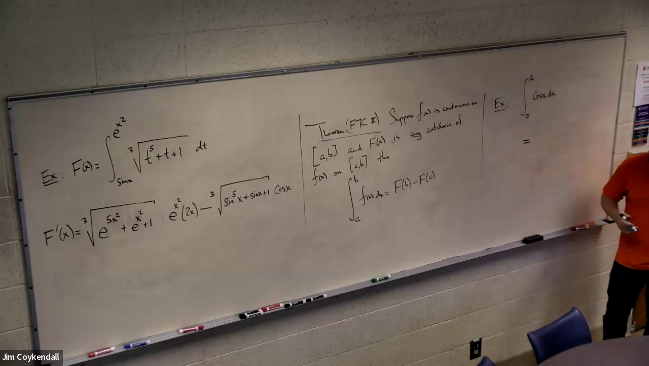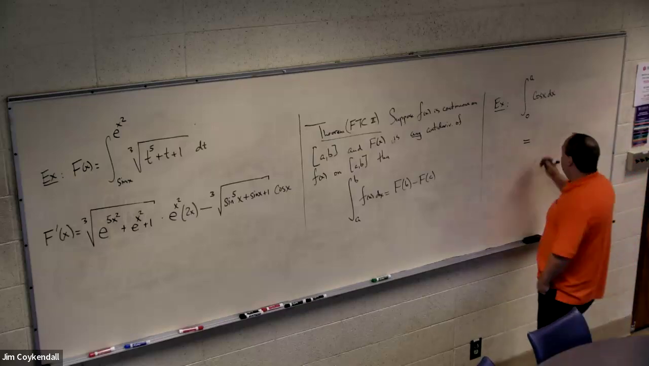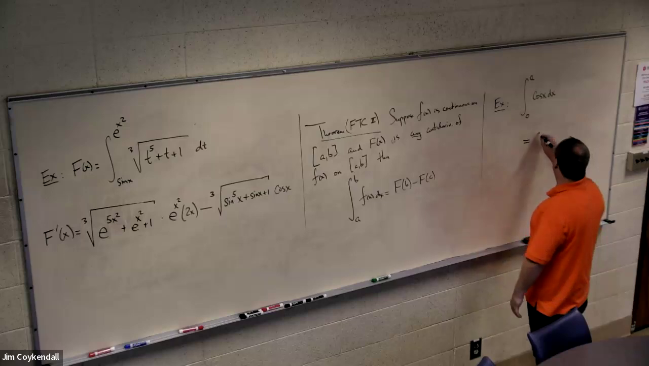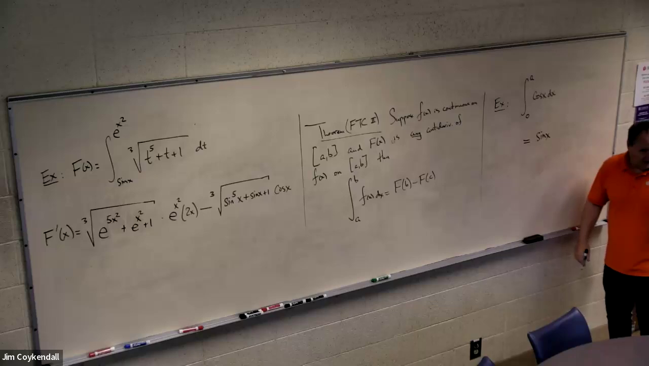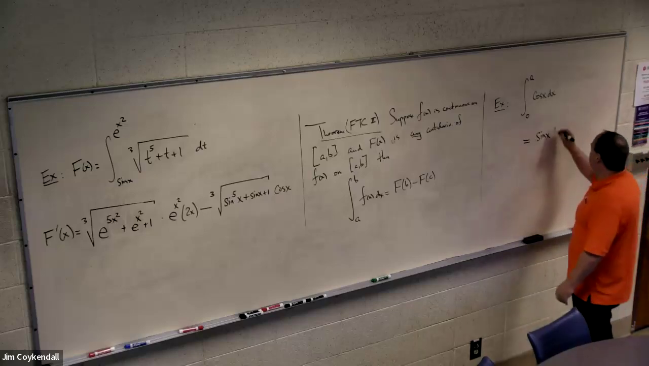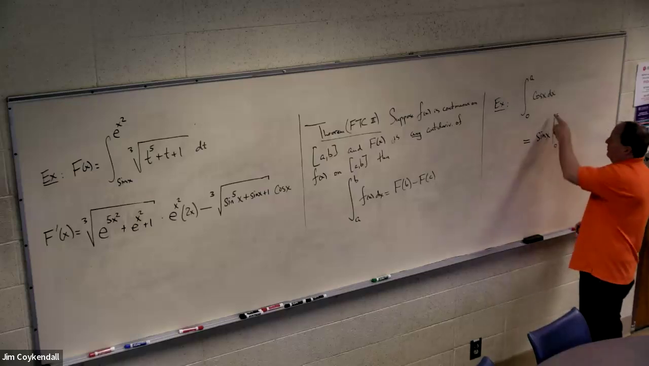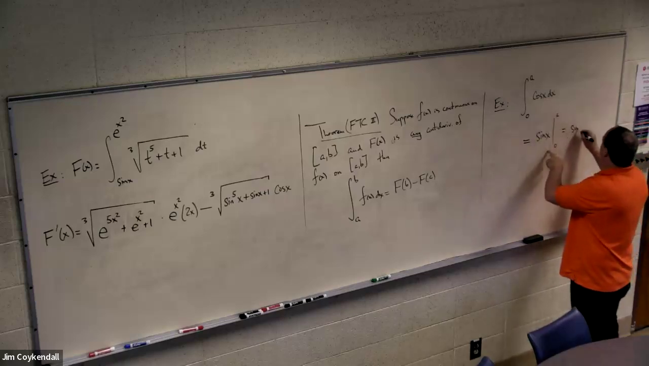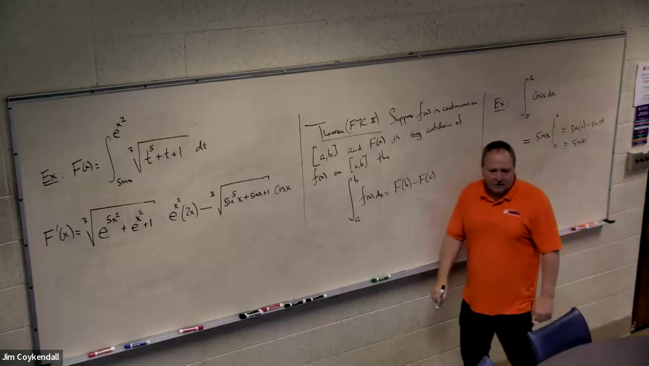What is your favorite antiderivative of cosine x? Sine x, anything. And in fact, the Fundamental Theorem says you can use any antiderivative of cosine x. So you could use sine x plus 1 or sine x minus 17. I would prefer sine x, it's easier. Evaluate this from 0 to a, so that's sine a minus sine 0. And sine 0 is 0, so it's sine a. There you go. Just like that.